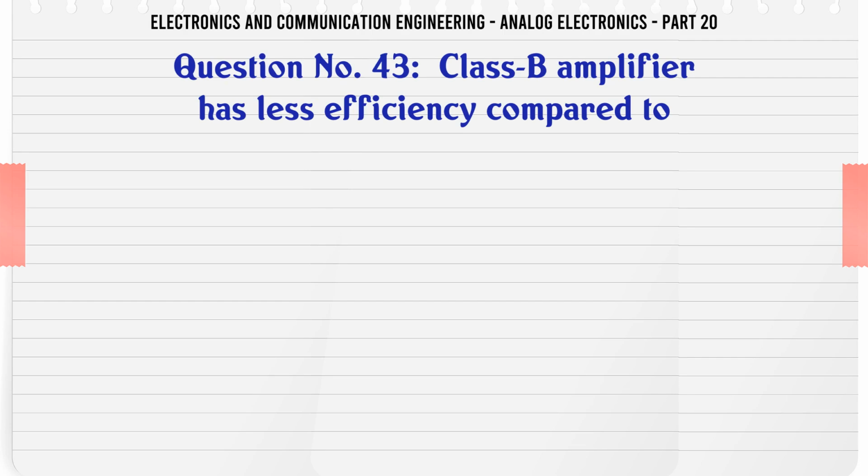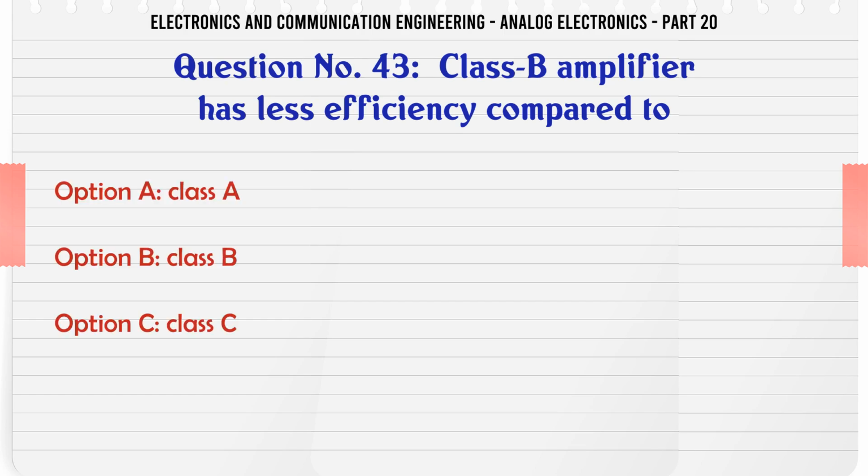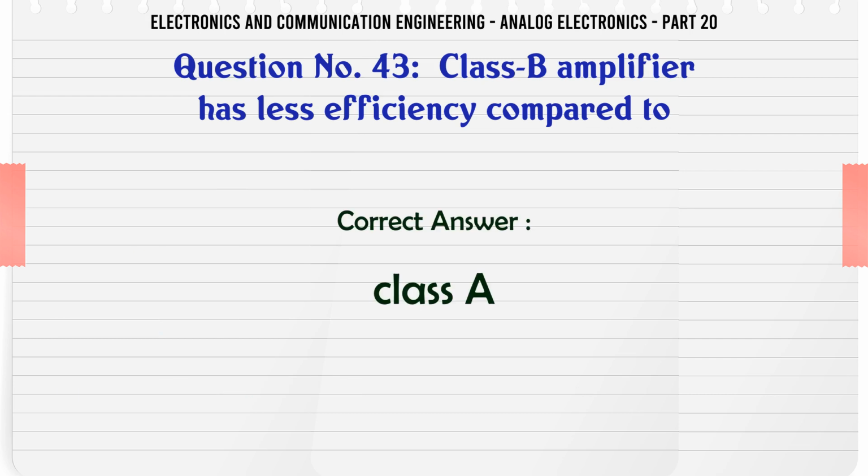Class B amplifier has less efficiency compared to A. Class A, B. Class B, C. Class C, D. Class A, B, and C. The correct answer is Class A.